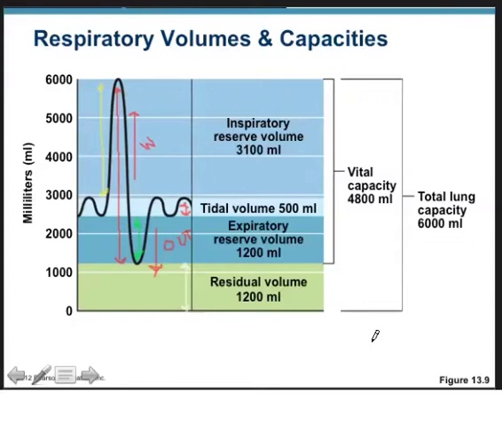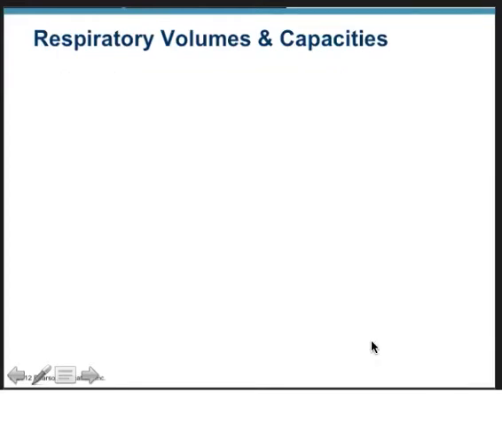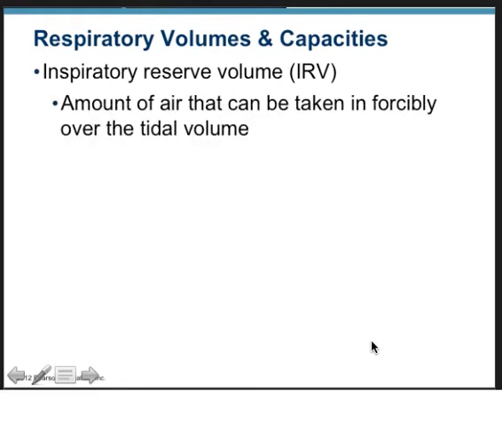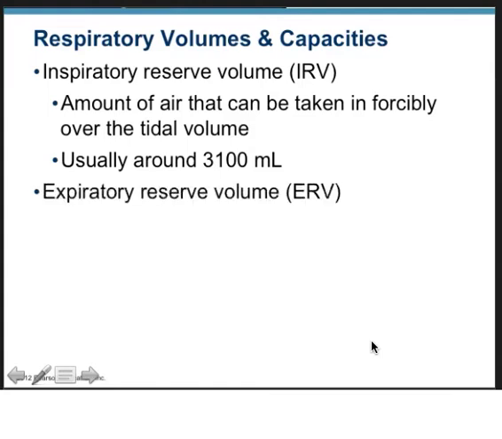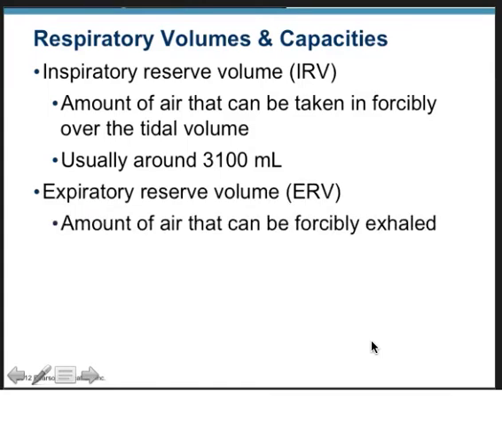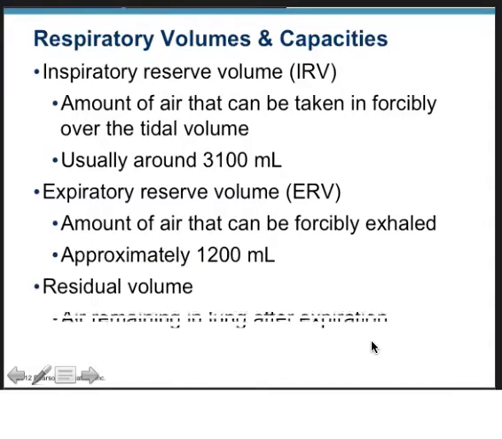All right, so this is just an explanation of these different volumes. Inspiratory reserve, the amount of air that can be taken in forcibly over tidal volume, is usually around 3.1 liters. The expiratory reserve, the amount of air that can be forcibly exhaled, is about 1.2 liters. The residual volume, the amount of air remaining in the lungs after you blow out, is about 1.2 liters tops.